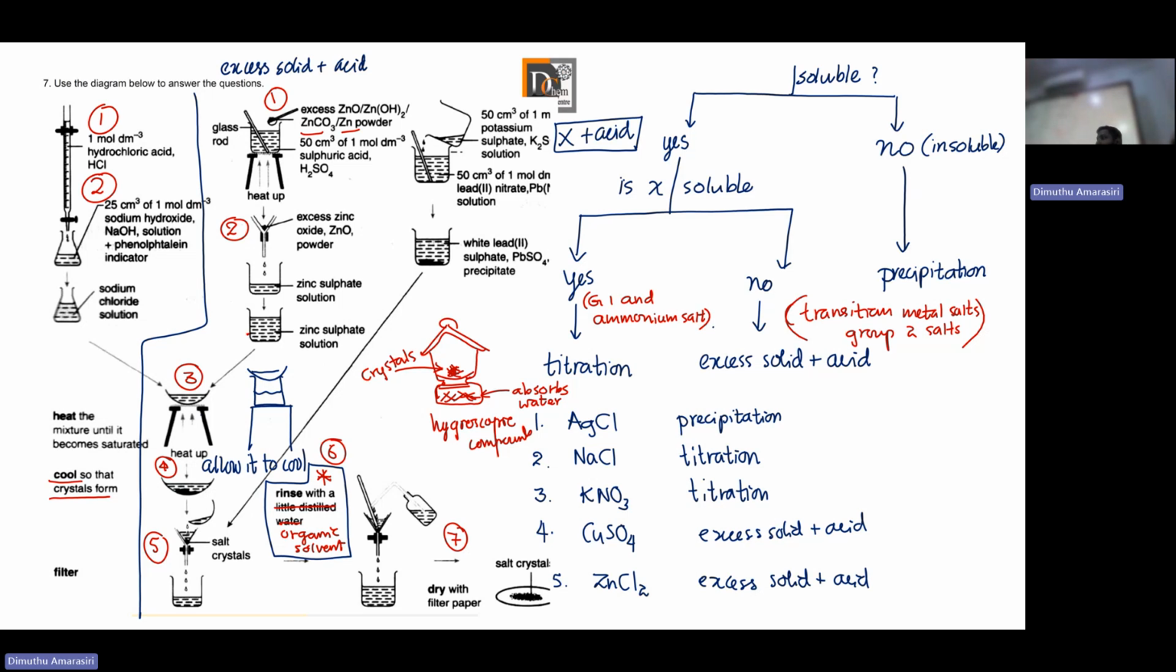Cool, and the crystals form. And then filter the solution. Now you don't need the solution; you need your crystals in the filter paper. And those crystals are put into a desiccator or dabbed with filter papers to dry. Is that clear? So this is your procedure for preparing a soluble salt.